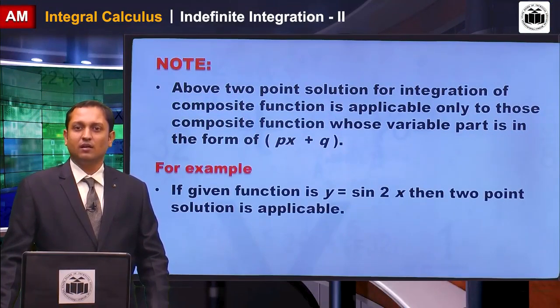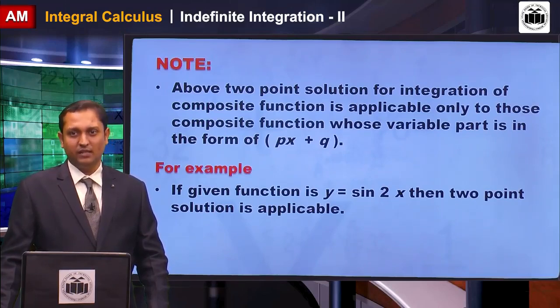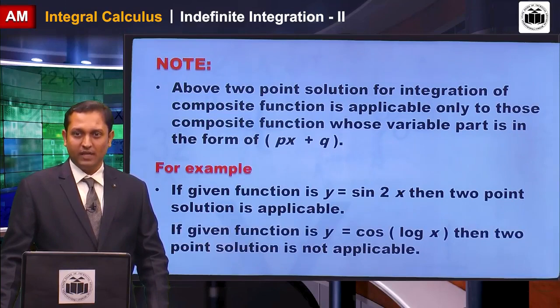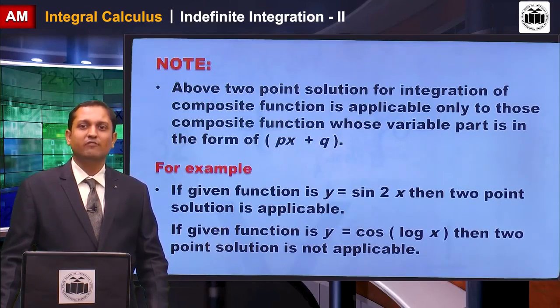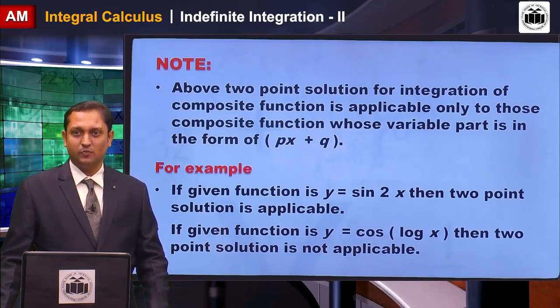So you can see here, if the function is sine 2x, we can apply the 2-point solution. But if you have the function as cos of log x, you see the variable part is log x, it is not px plus q. So in such cases, you cannot apply the 2-point solution. You have to remember that the 2-point solution is applicable only when the variable part of the composite function is of the form px plus q.